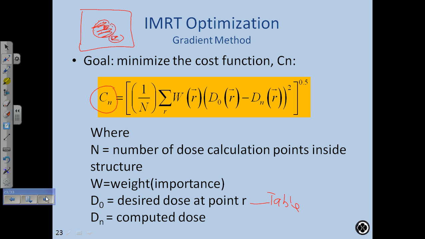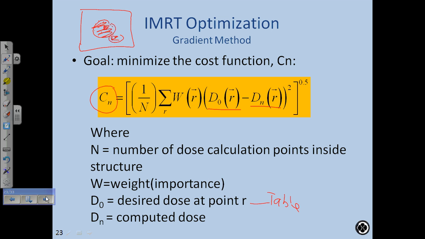Okay, so then let's calculate the cost. So the cost, you take the dose that you desire minus the dose that you've just delivered, and square that. Now if these are the same, you're done. This is zero, and your cost is zero. You're done. But you're usually not that at the beginning. So in the first iteration, this is going to be a big number, and you're going to square it too.